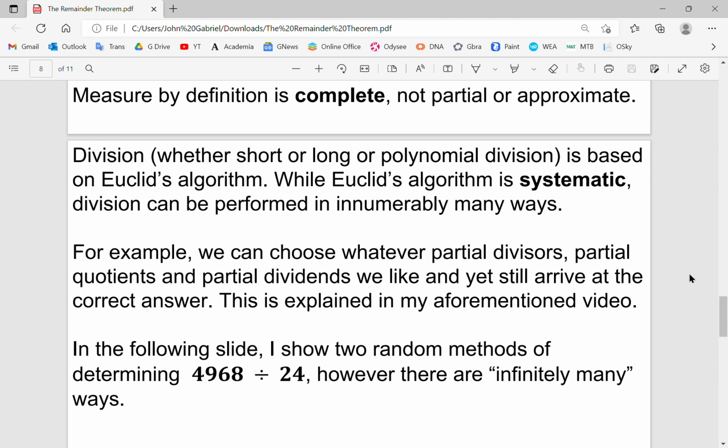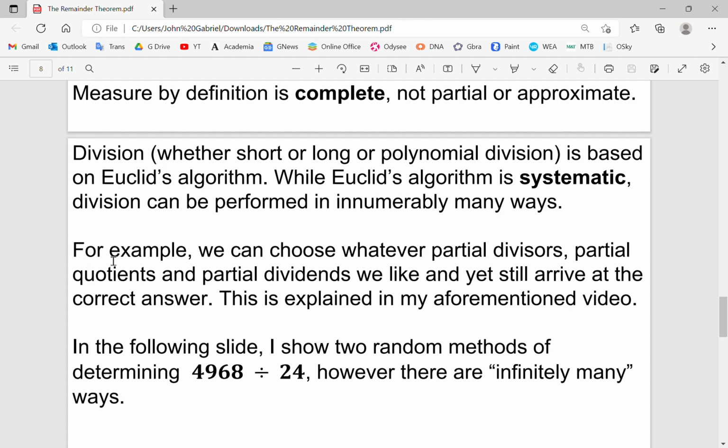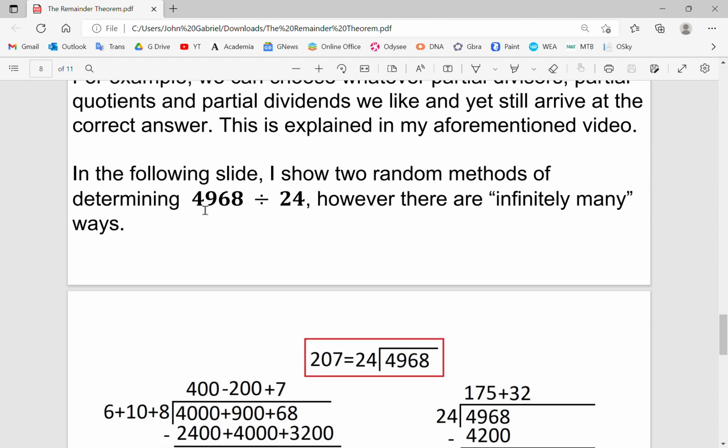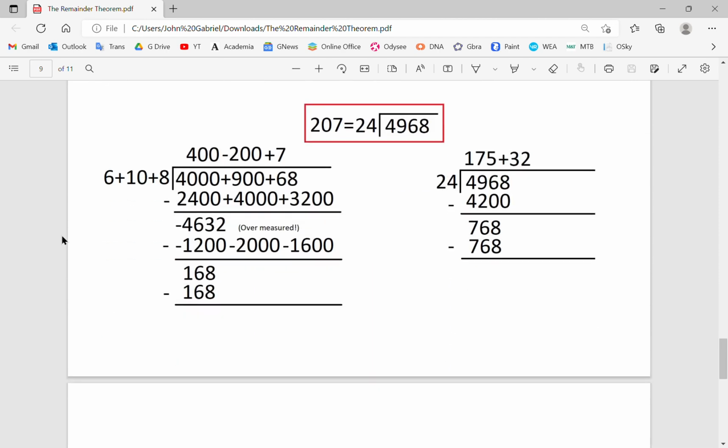Now division, whether short, long, or polynomial, is based on Euclid's algorithm. While Euclid's algorithm is systematic, division can be performed in innumerably many ways, or as they say in the mainstream vernacular, infinitely many. I hate that expression. We can choose whatever partial divisors, partial quotients, or dividends we like and still arrive at the same result. In the following slide, I'm going to show you how to do this in two ways, but there are infinitely many ways.